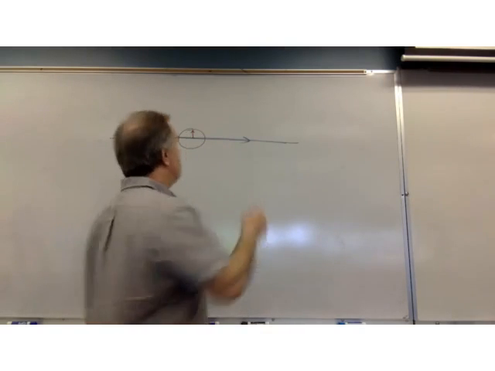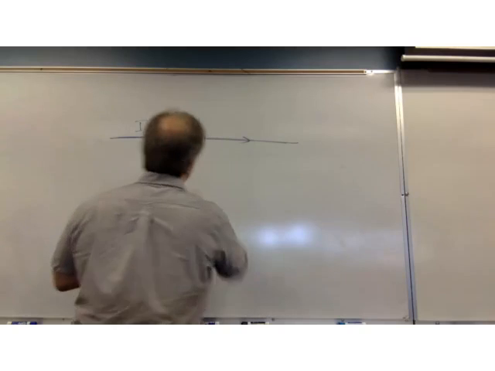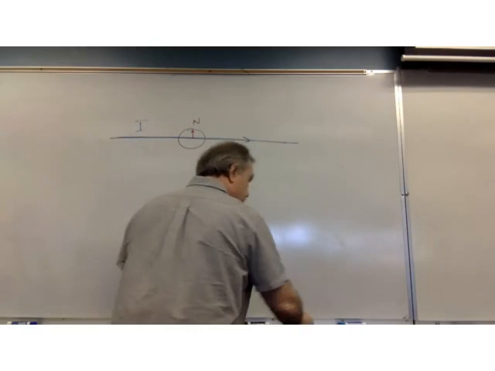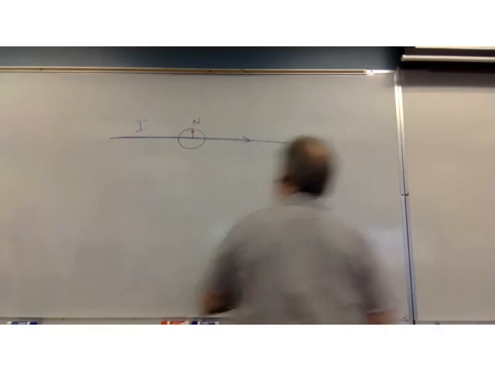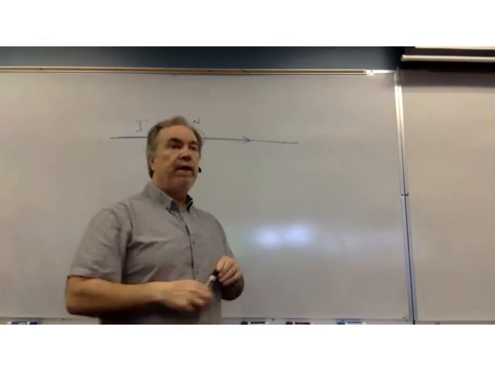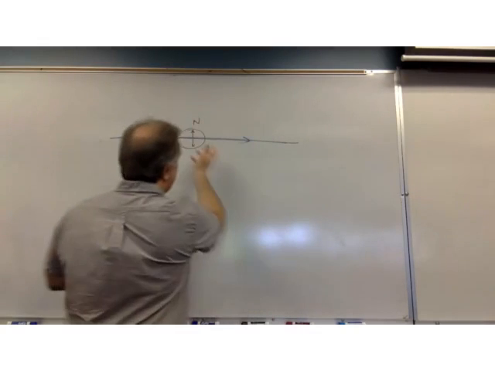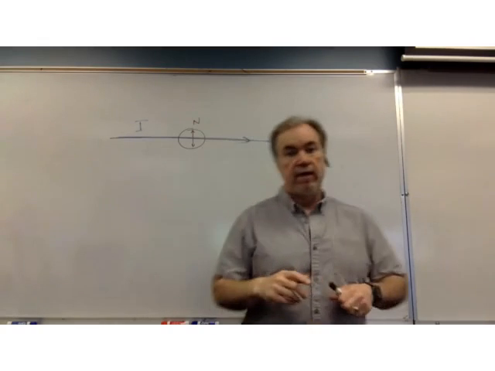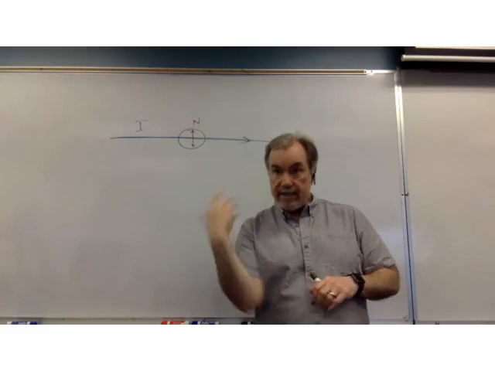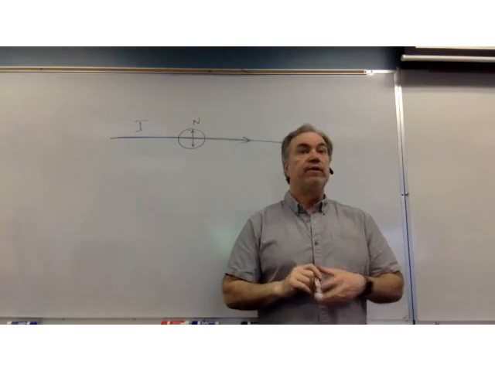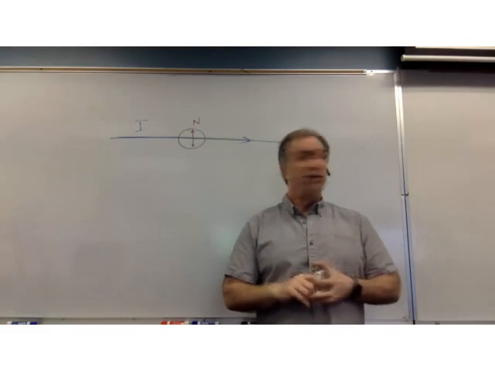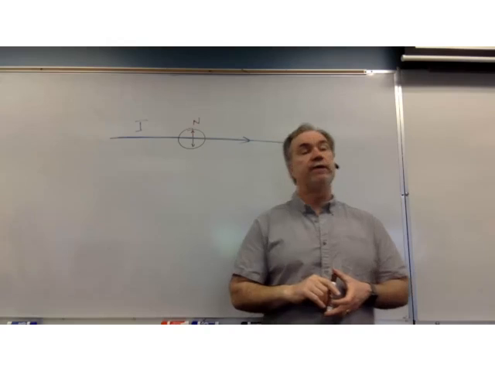The north pole of my compass needle would go like that. Okay, and that's the north pole, and this would be the south pole of our compass needle. And if I were to then move my compass around the wire, I would find that the compass needle would continually rotate as I rotated around the wire, so that the compass needle is always pointing perpendicular to the current. So it doesn't point parallel to the current, it points perpendicular to it.